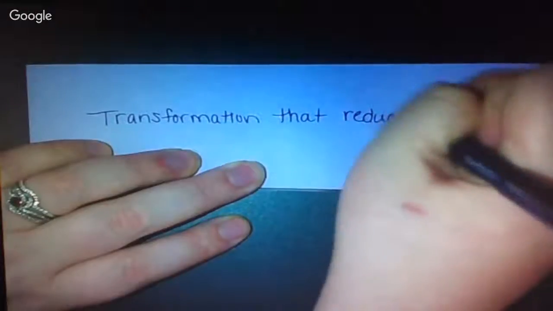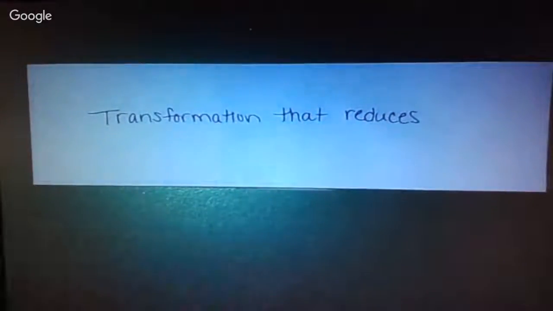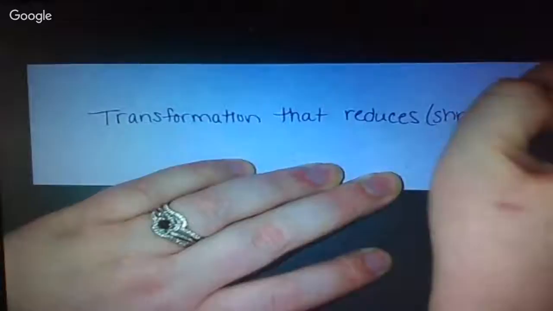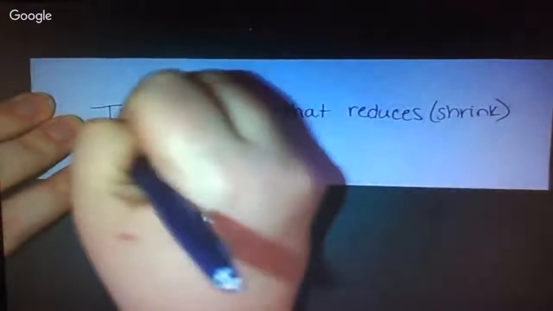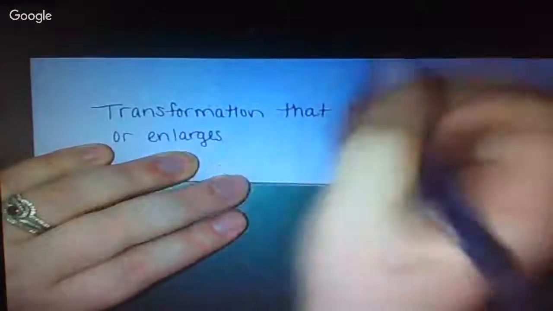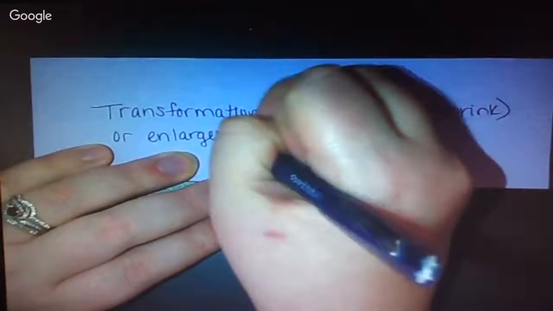So on the inside of this, we're going to put your definition. Your first definition that we're going to talk about today is a dilation. A dilation is a transformation that reduces. What does it mean to reduce? Small. It's shrinking. Or enlarges a figure.